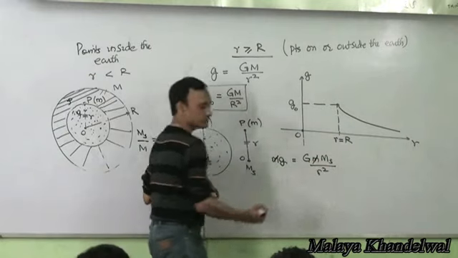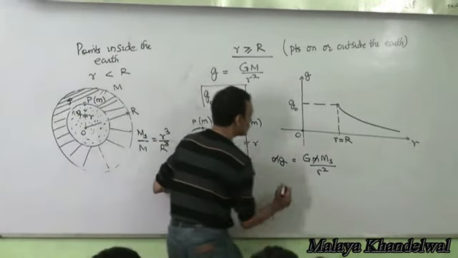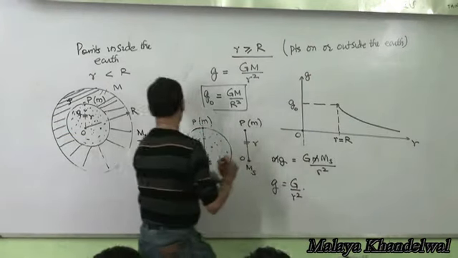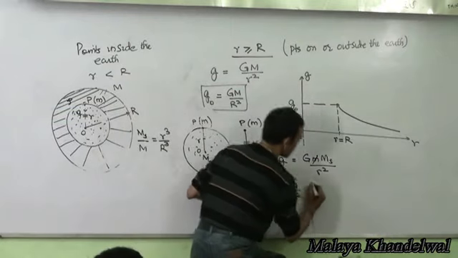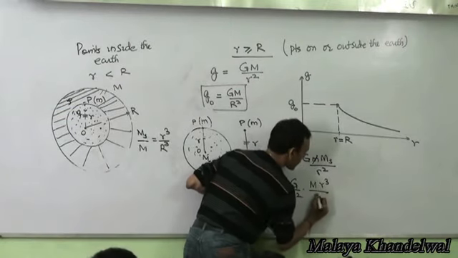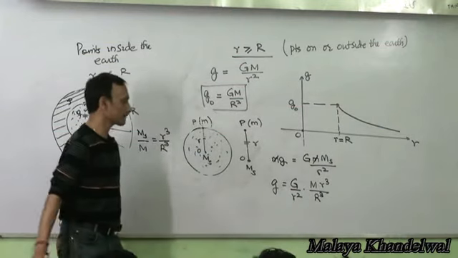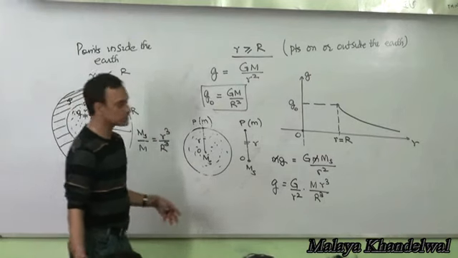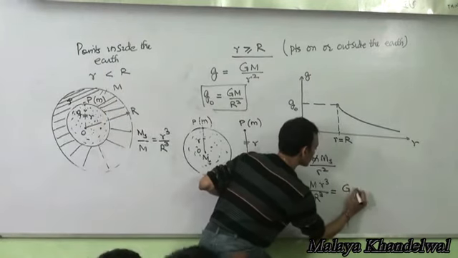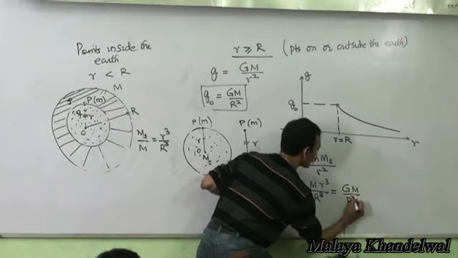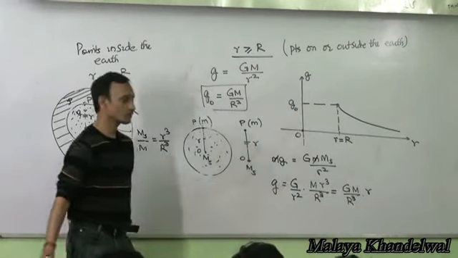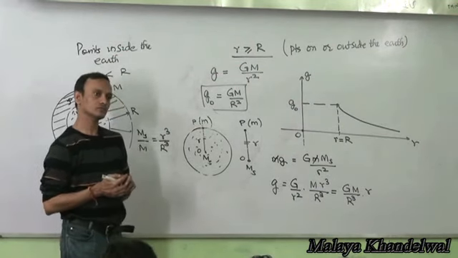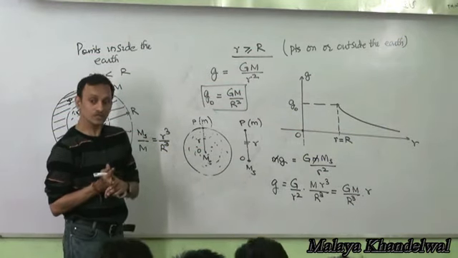And small m anyways gets cancelled. So that leads to g equals G by r squared into ms, and ms is capital M into r cube by capital R cube. That's g at a distance small r, a point inside the earth, right? Does it make sense?